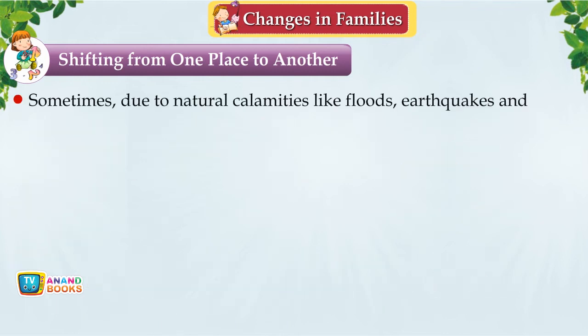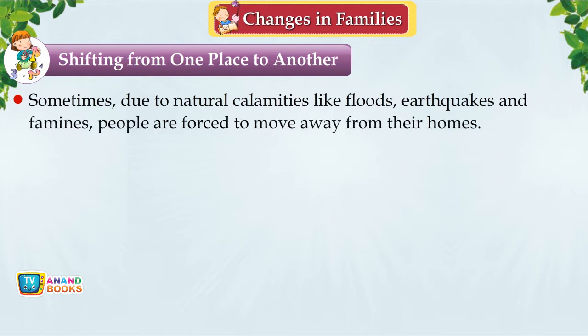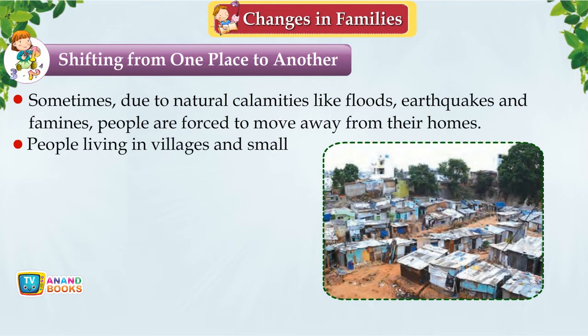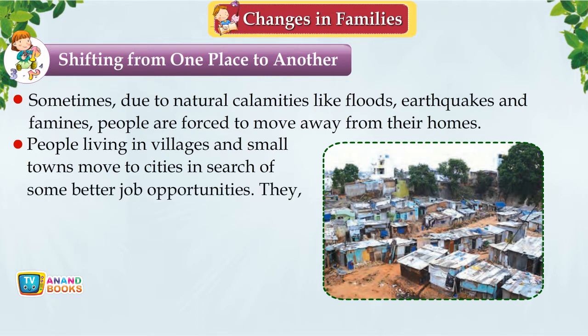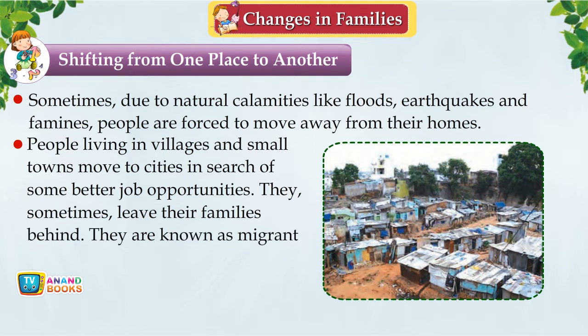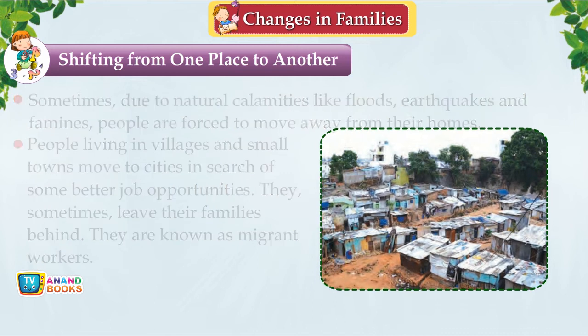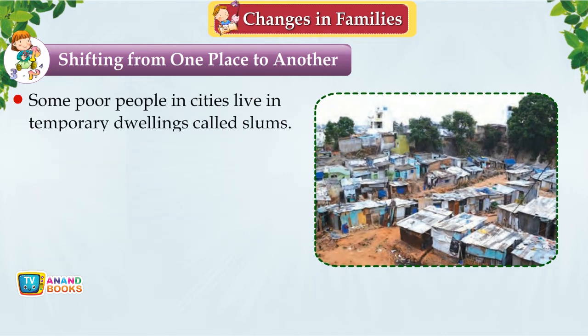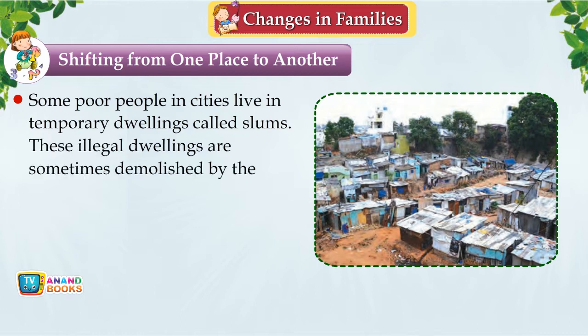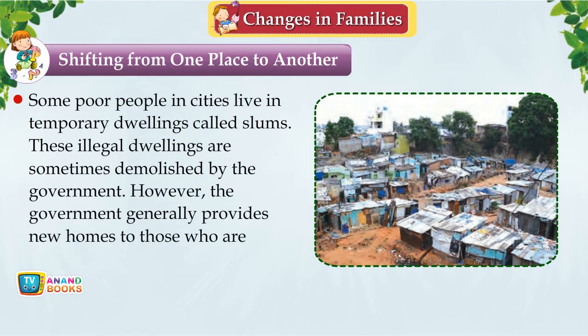Sometimes, due to natural calamities like floods, earthquakes, and famines, people are forced to move away from their homes. People living in villages and small towns move to cities in search of better job opportunities. They sometimes leave their families behind. They are known as migrant workers. Some poor people in cities live in temporary dwellings called slums. These illegal dwellings are sometimes demolished by the government. However, the government generally provides new homes to those who are displaced.